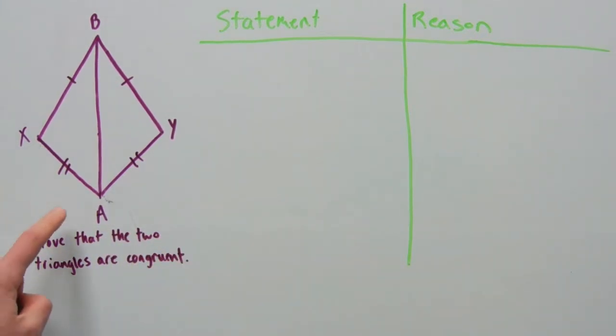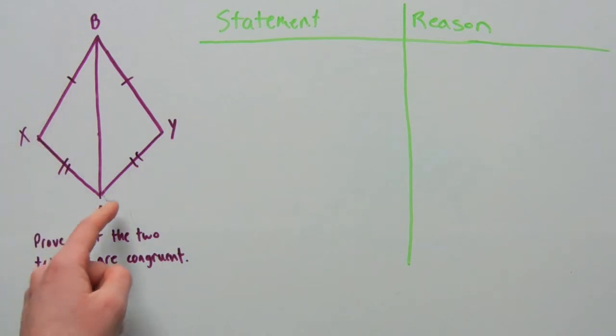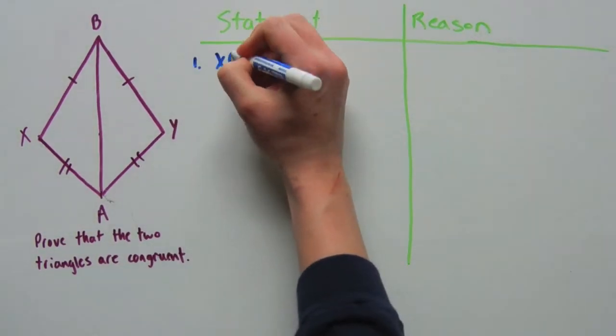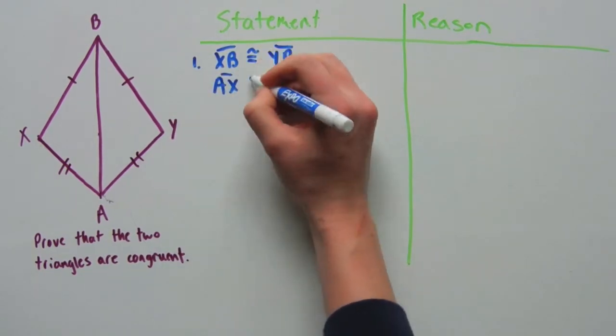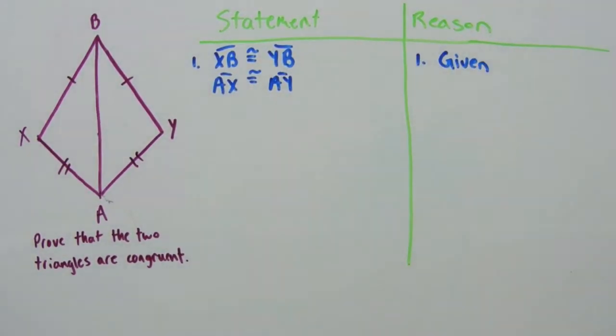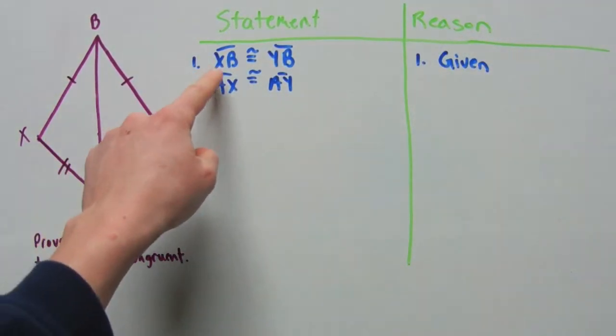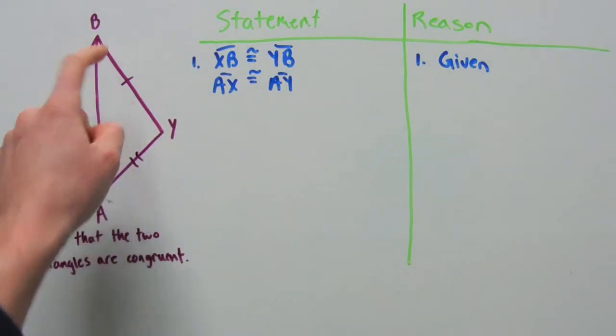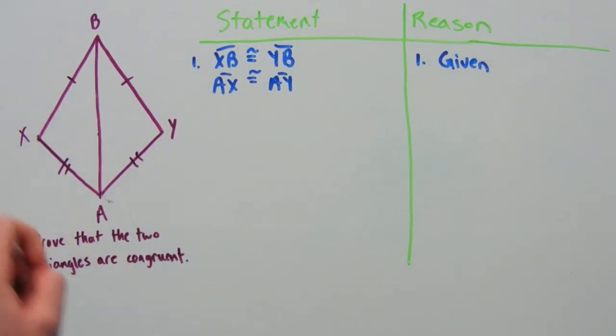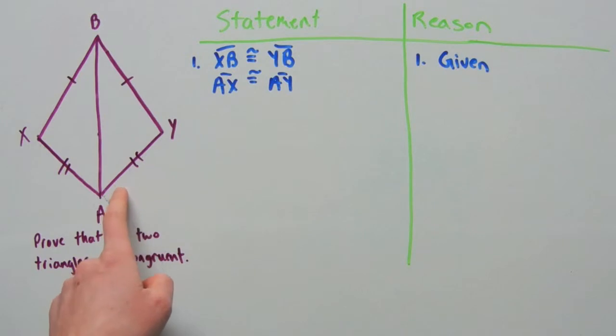Here I give you two triangles, AXB and AYB, and I want you to prove that the two triangles are congruent. I have already marked the given information for you in the picture, so let's state that in our proof. From the picture I give you that XB is congruent to YB, and the segment AX is congruent to the segment AY.